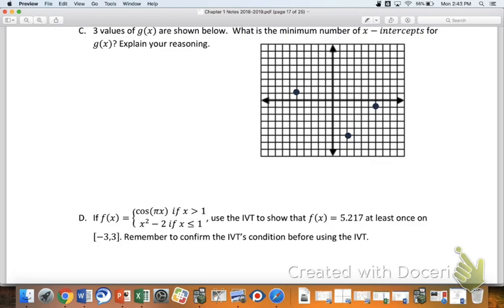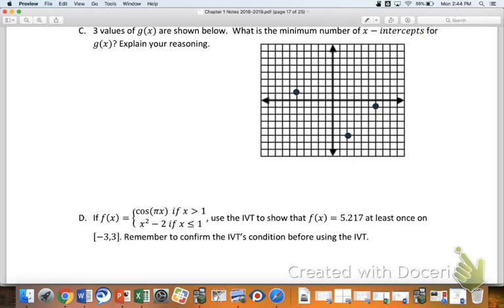What do you guys think? What is the minimum number of x-intercepts? One? None? So far I've heard one, none, and? Cannot be determined, because we don't know if it's continuous or not. Oh, the light bulb just came on.